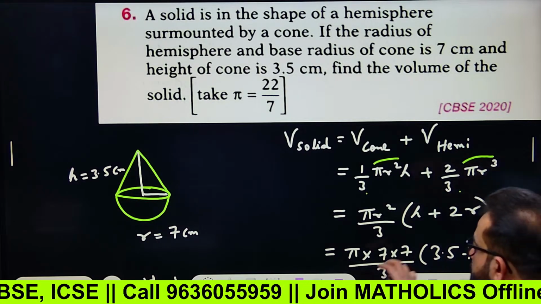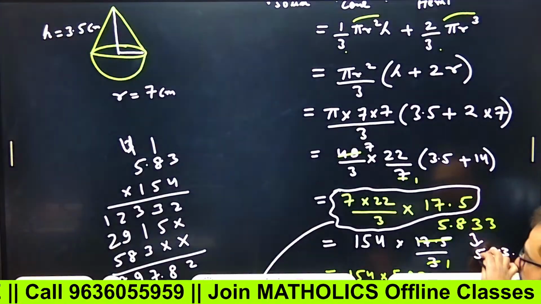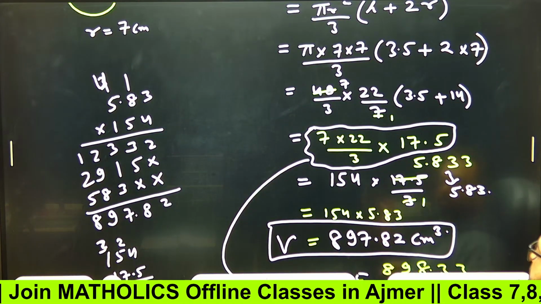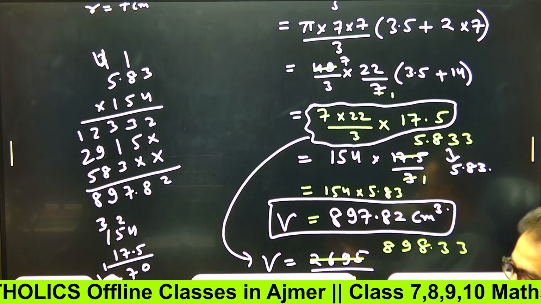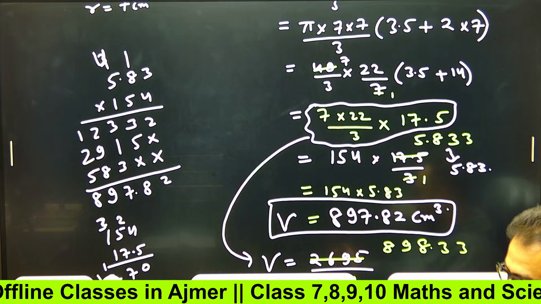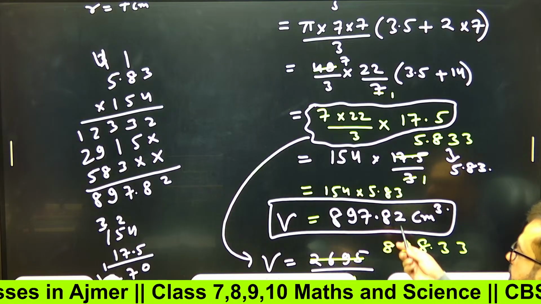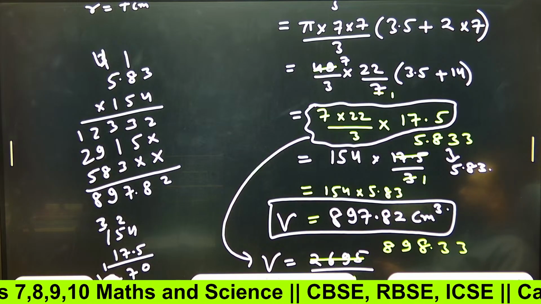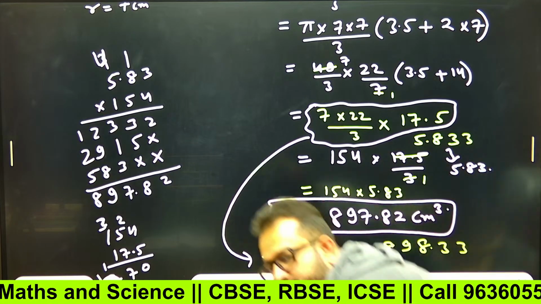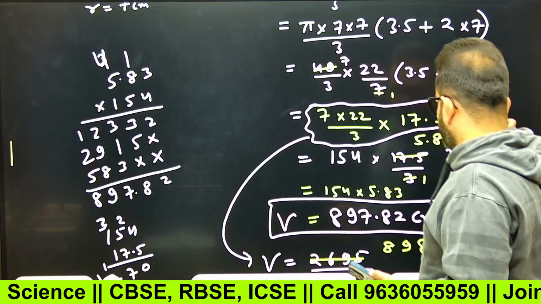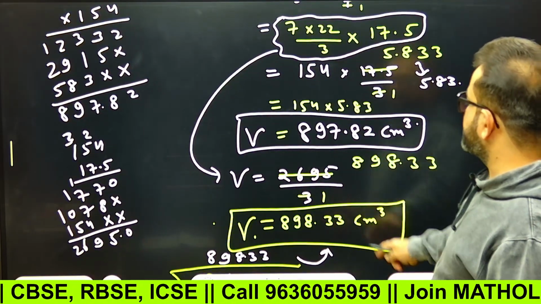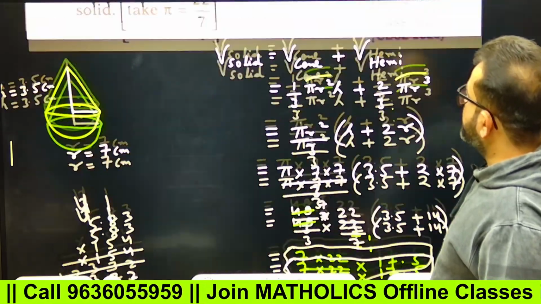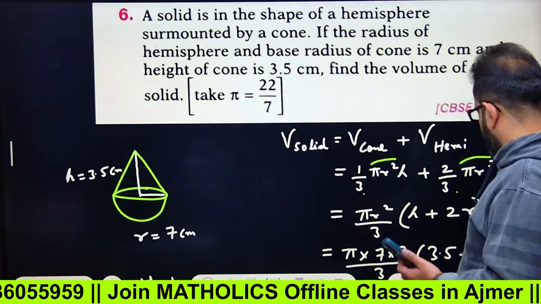154 into 5.81. Good. Now calculate it. It will come out to be 897.82. So I think this is very much clear. So volume will be, sorry, 898.33 centimeter cube. 898.33 centimeter cube is the answer for this question. Next.